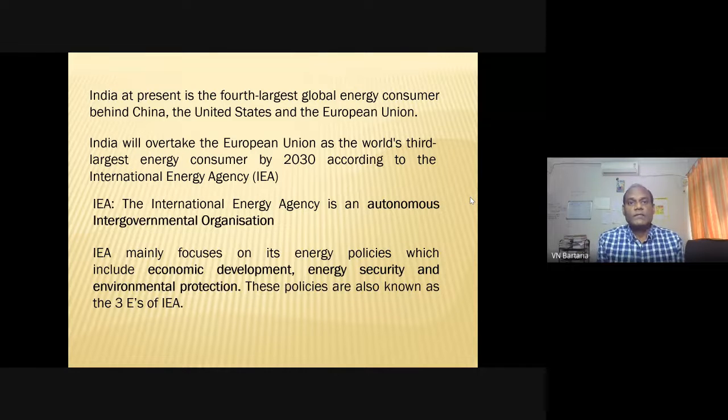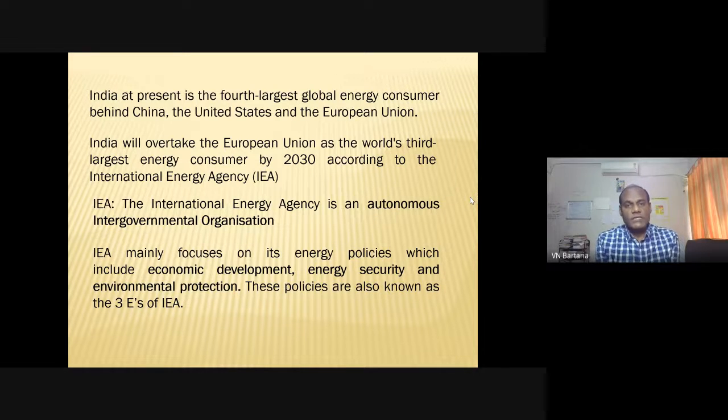If we see the energy consumption, India at present is the fourth largest global energy consumer. In case of generation, we are at the third position, but in consumption of energy, India is the fourth largest global energy consumer behind China, the United States, and the European Union. India will overtake the European Union as the world's third largest energy consumer by 2030, according to the International Energy Agency (IEA).